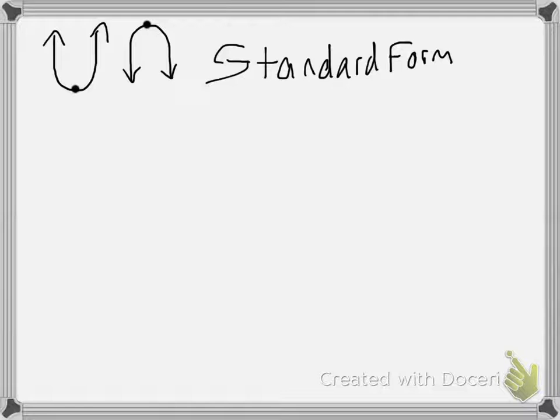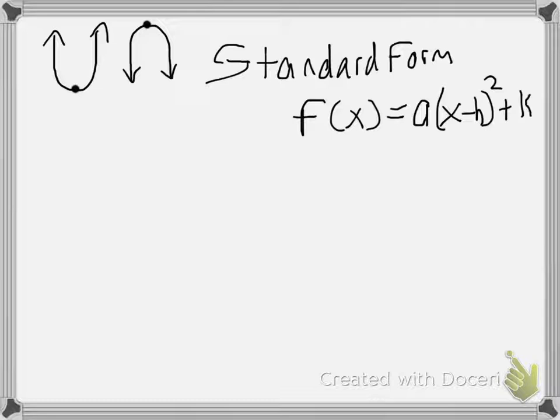Typically, we sometimes call this vertex form, but you can see in your notes what it looks like. It's f of x equals a times (x minus h) squared plus k. And the ordered pair (h, k) is the vertex. So if you have this in the standard form, or what we sometimes call vertex form, you can just pull out the vertex very easily.